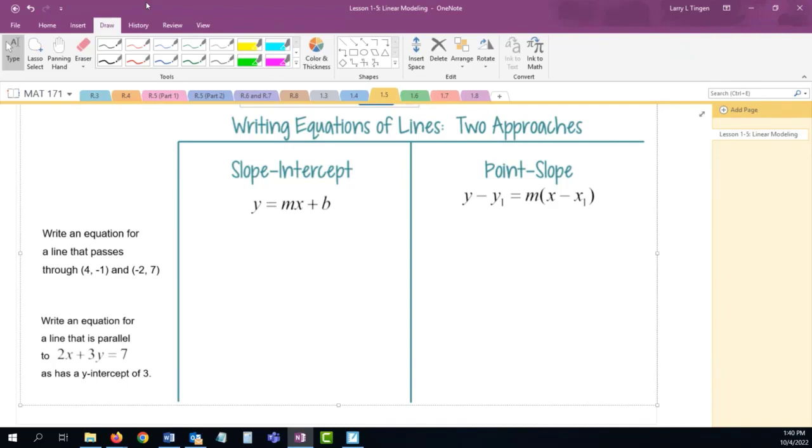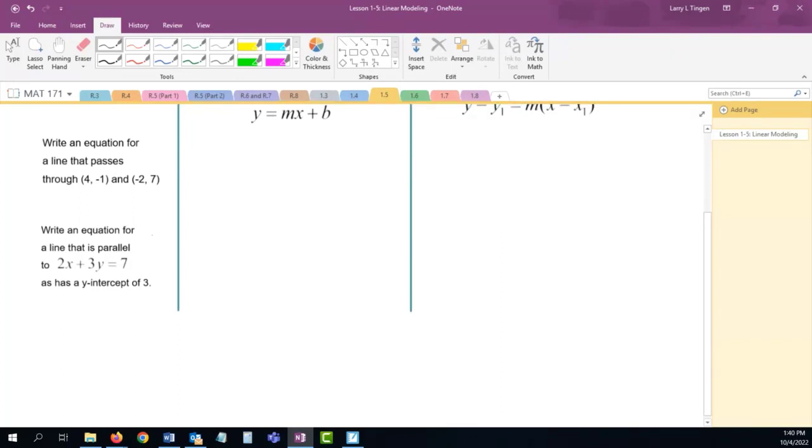So I've got 2 questions over here to the left. Write the equation for the line that passes through the points 4, -1, and -2, 7. All right, so I'm going to come down here to the bottom and deal with this a bit more, to work out what I have.